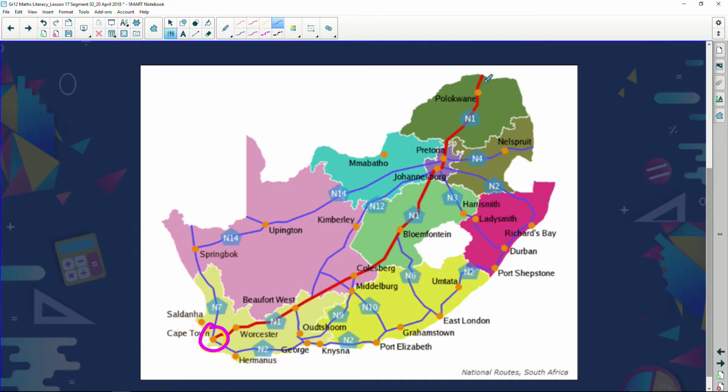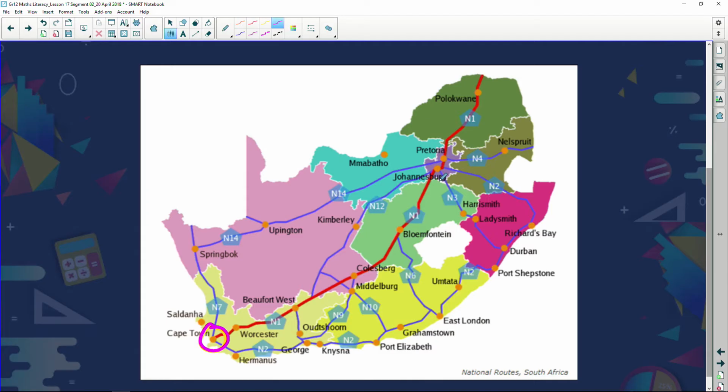National road number two starts in Cape Town as well and goes from Cape Town through Hermanus, George, Knysna, Port Elizabeth, Grahamstown, East London, cuts through Mthatha, goes to Port Shepstone, Durban, then cuts through Richards Bay and look, goes all the way through to Johannesburg as well. Another huge, long national road.